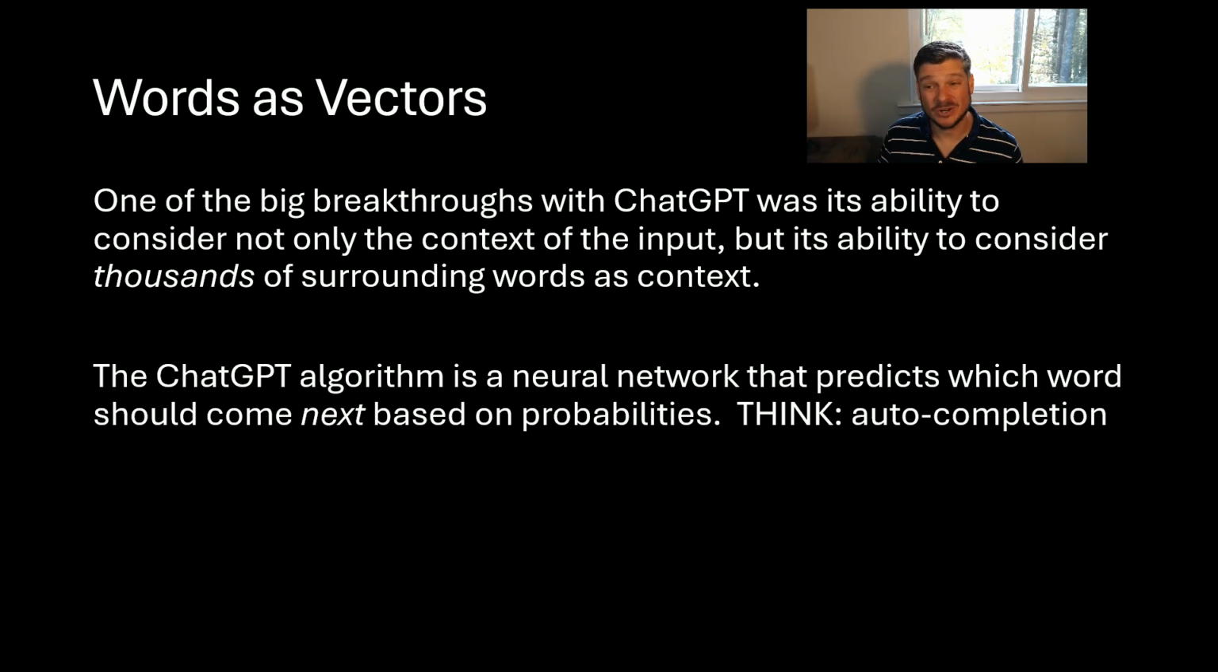It's just a neural network, and all it is doing is predicting which word should come next based on those probabilities. Kind of think like the auto-completion feature that we see now in our text messaging or sometimes our emails. It's thinking, well, what's the next most likely word? And it is very, very good at that. It has been trained very well.